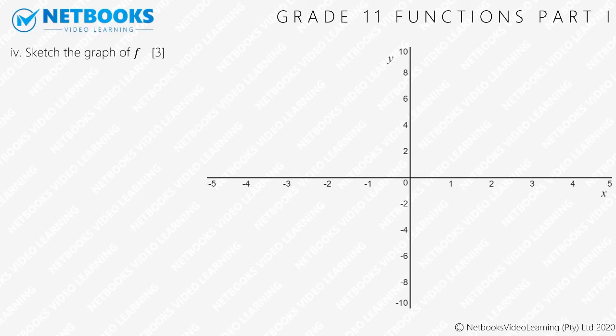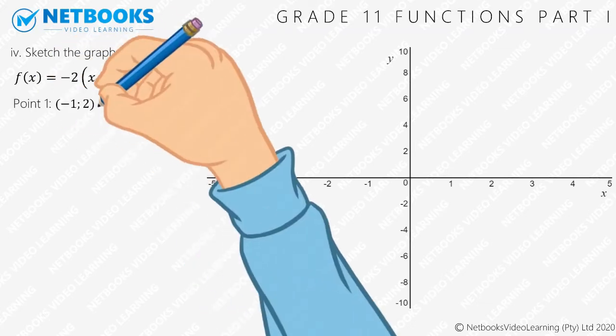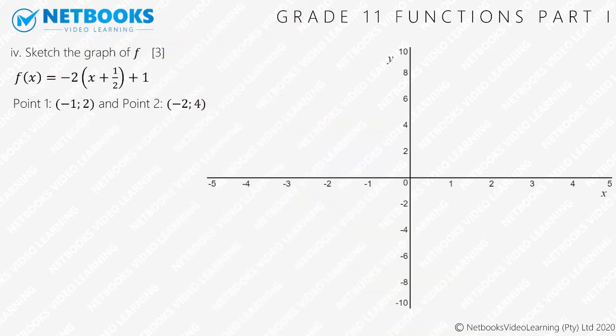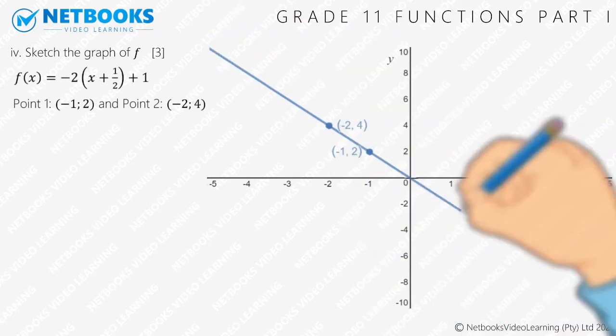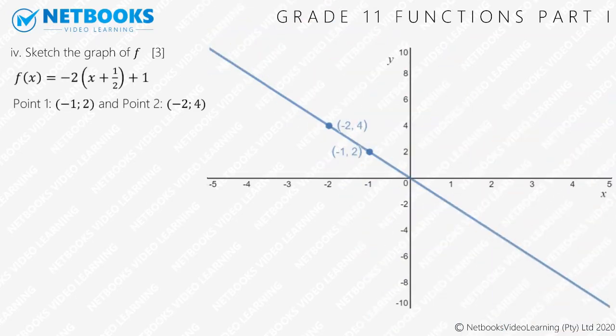Lastly, we're asked to sketch the graph. Let's remind ourselves of the function we're sketching. Now, ordinarily, we would need to solve for 2 points to plot. This would be done by selecting x values, and solving for their y values using the graph equation. But remember, we were already given 2 points. We plot our 2 points on the graph. Now, we draw a straight line through both our points.